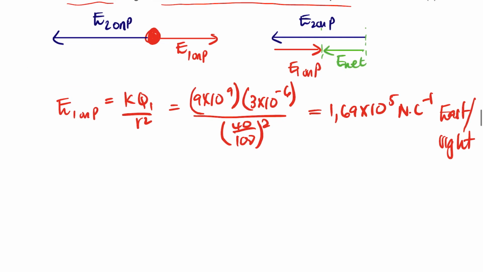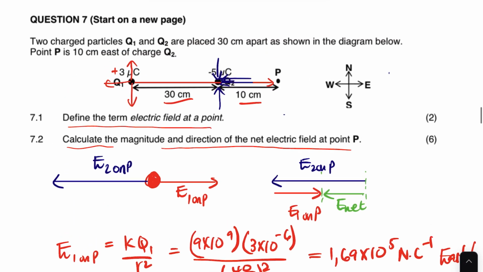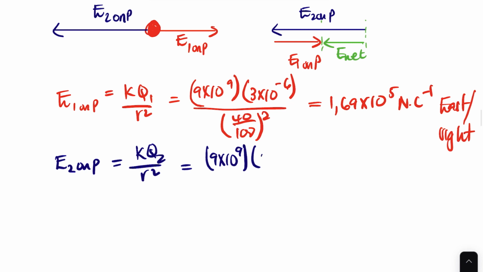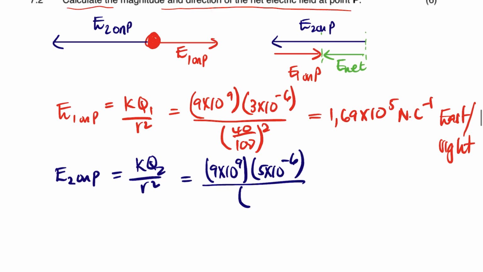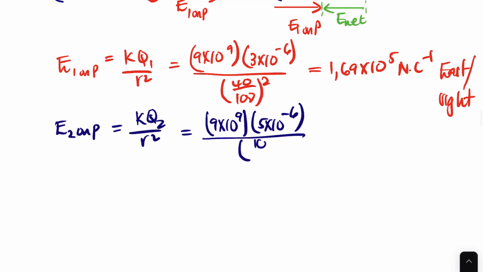Now let's calculate the electric field of E2 on P. It's 9 times 10 to the power 9, and then the charge of Q2, which is 5 microcoulomb, divided by the distance here, which is 10. So it's going to be 10 divided by 100 when you convert into meters, squared.